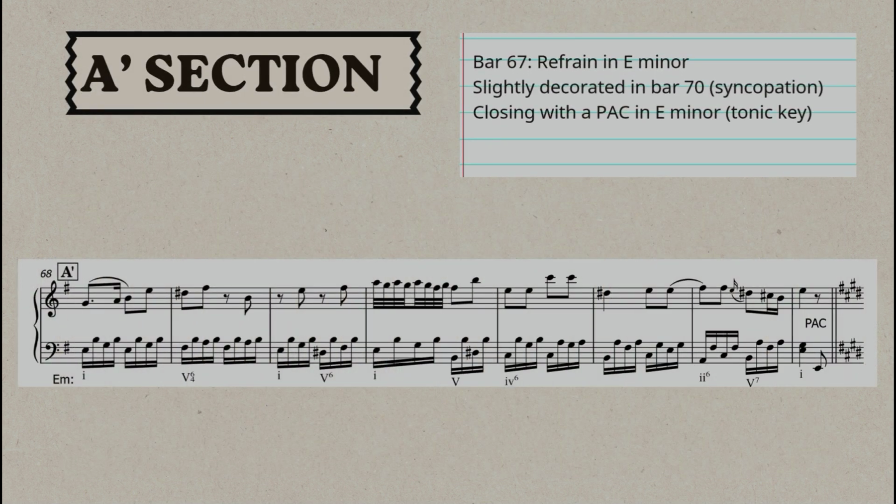By bar 67, A prime, 68 to 75, he brings back the refrain melody in E minor to close the section. This reprise is slightly decorated by syncopated rhythms in bar 70 to differentiate it from the initial statement. The cadence at bar 75 confirms E minor, a PAC, formally closing refrain 2.